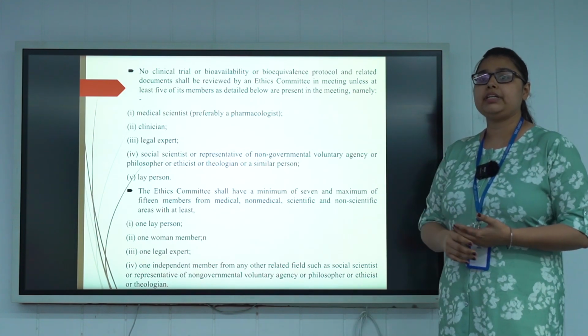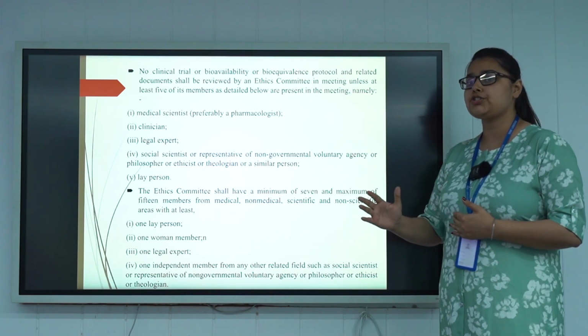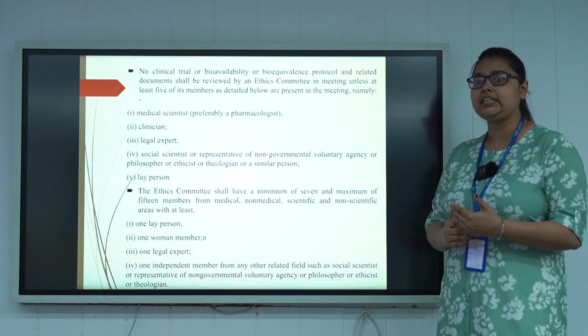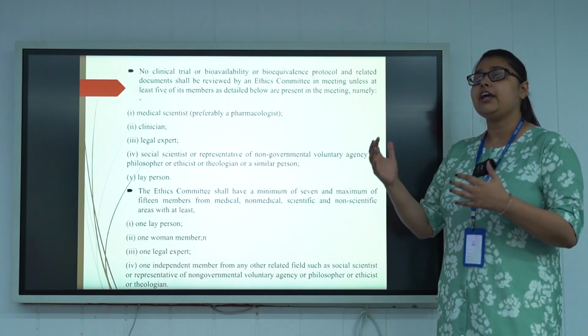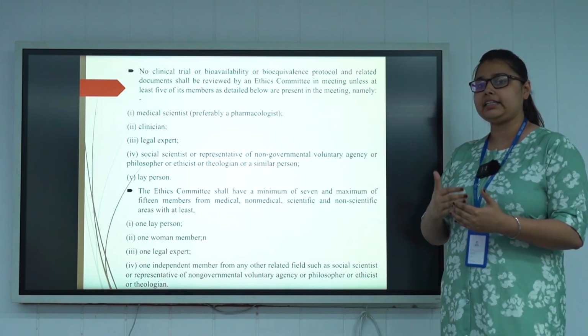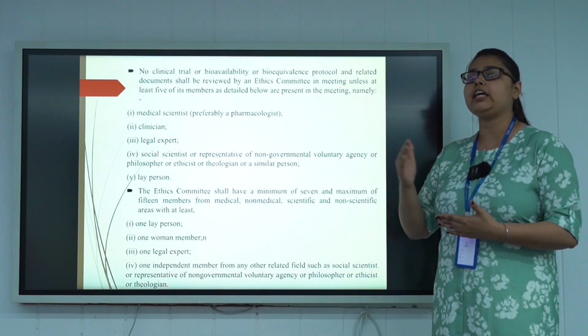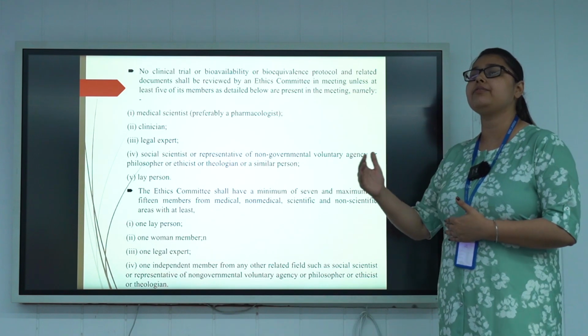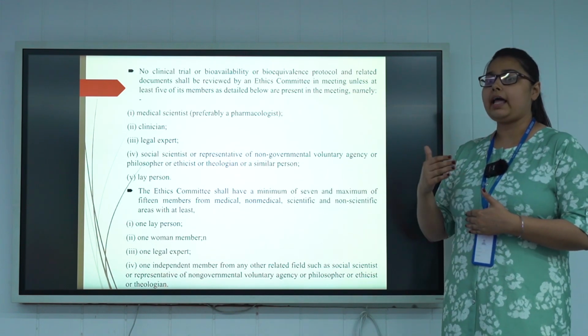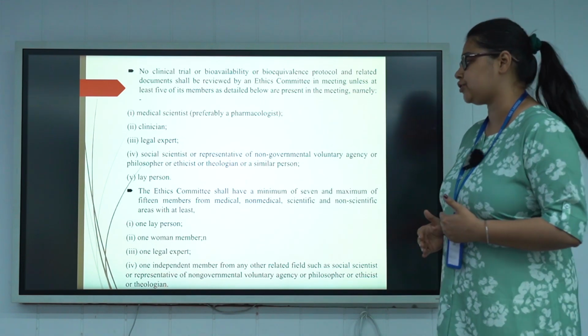Then for this ethics committee, there are 2 types. Each institution can have its own ethics committee, that is an independent ethics committee. If the organization does not have an ethics committee of its own, then an ethics committee present within a 50 km radius could act as the ethics committee for that institution.